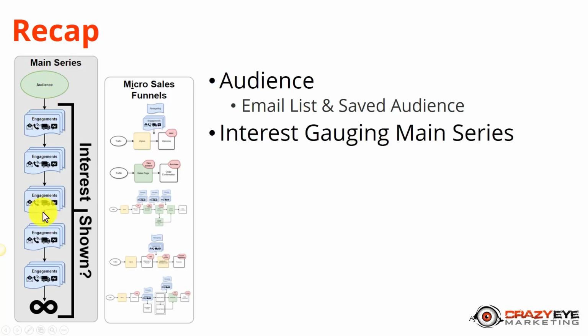We also discussed this interest gauging main series right here, where we're engaging with our audience, trying to see what they're interested in. And we can tell what people are interested in by if they're clicking on links, registering, like opting in for a lead magnet, or registering for a webinar, if they're buying products and services, if they're looking at different pages. We can essentially watch our audience and see what they're looking at, and when we know what they're looking at, we can assume they're interested, and then we can start promoting products that they're already interested in.